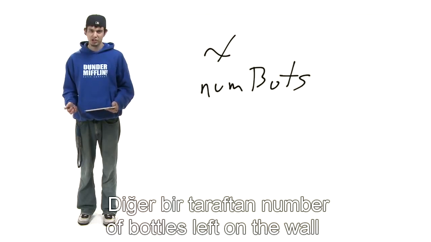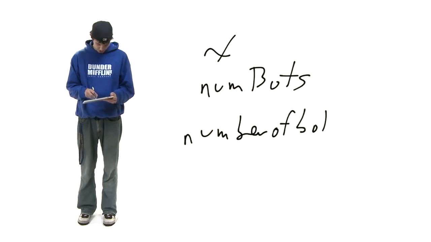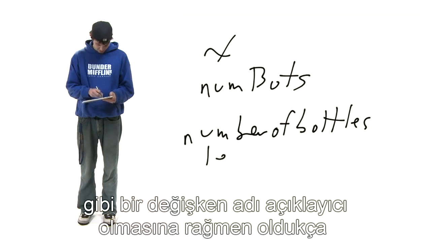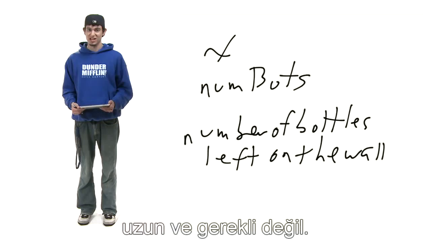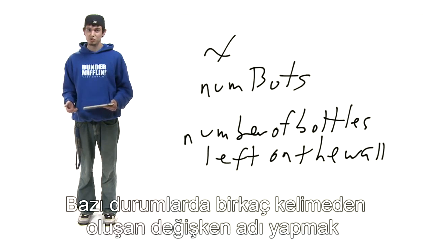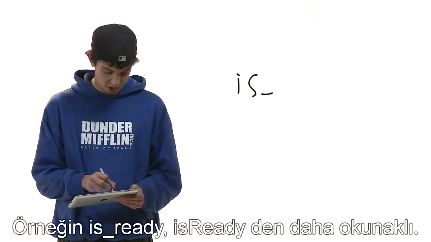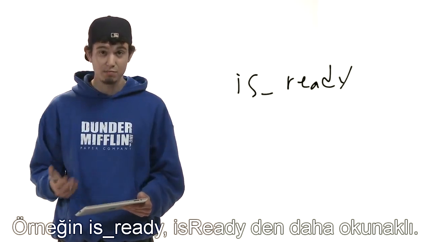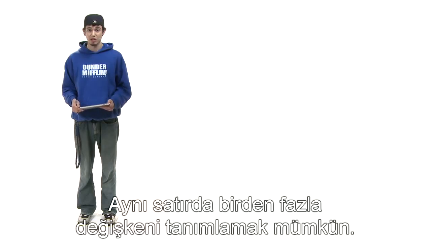On the other hand, a variable name like number of bottles left on the wall is, while descriptive, overly verbose and not necessary. In the event you do want to create a variable with multiple words, separate those words with underscores. For example, is_ready is much more readable than isready. It's fine to declare multiple variables on the same line.